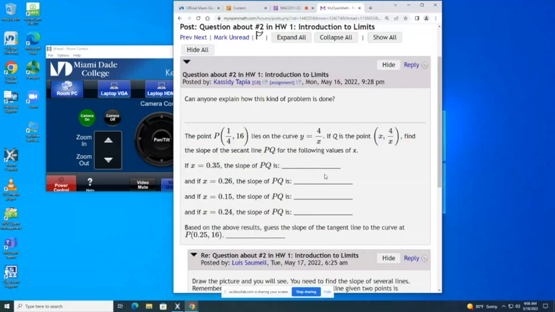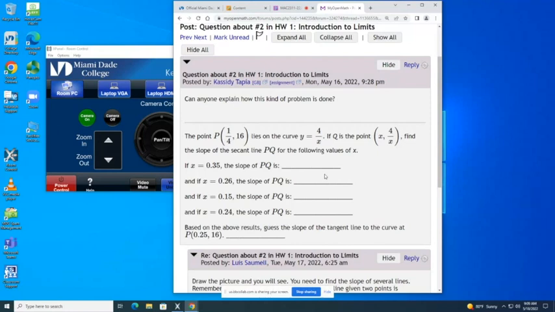So let's say that 1 is over here, so 1 over 4 is here. So we're given this point on the graph of the function. This is where we are so far. And then it says, suppose that Q is the point x comma 4 over x. What is this? It's an arbitrary point on the graph.